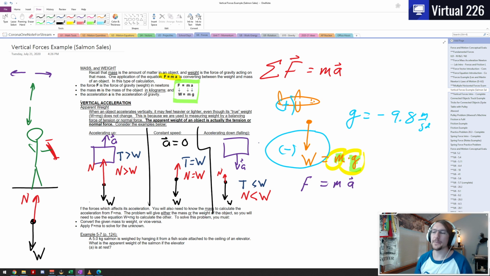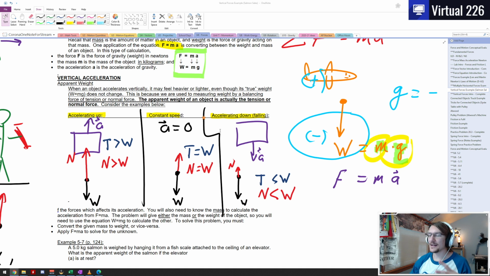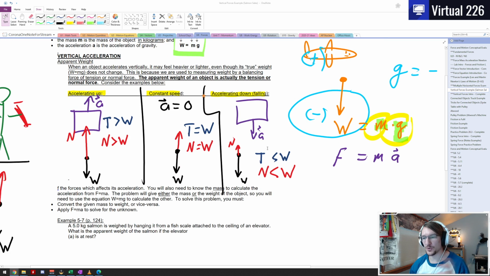Okay, so depending on if you're accelerating upwards, your normal will be greater than the weight. If you're at a constant speed, then tension and normals will equal the weight. And if you're accelerating down, you're falling, the tensions and normals will be less than your weight. So with this idea of normal forces and tensions and comparing them to weights, and this idea of vertical motion, let's look at an F equals ma problem, Newton's second law, in a vertical case.